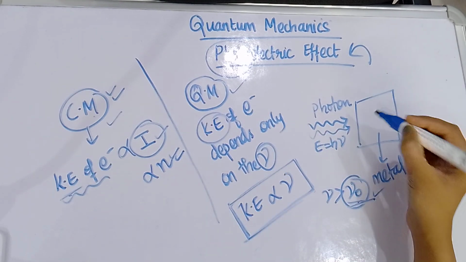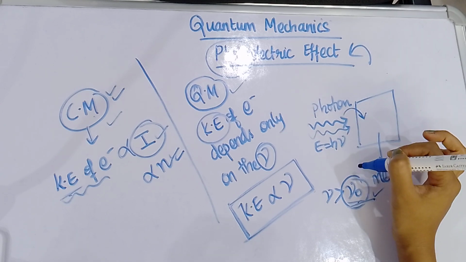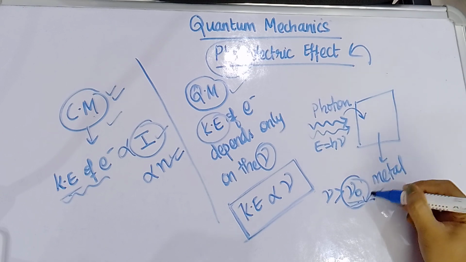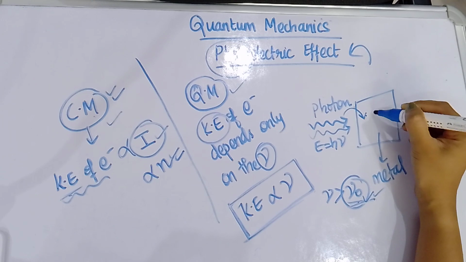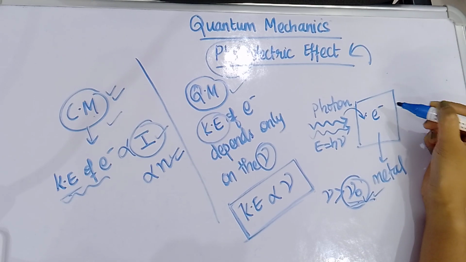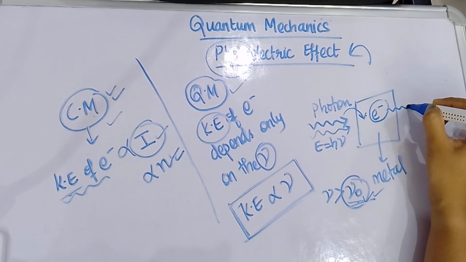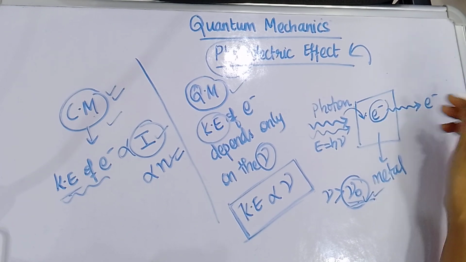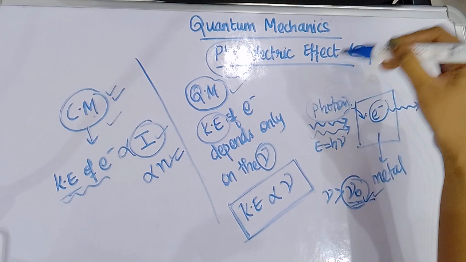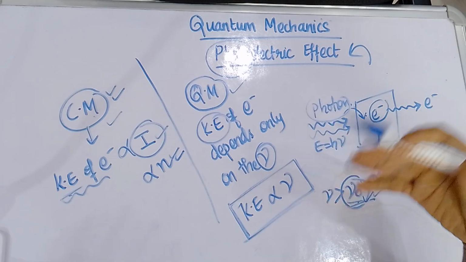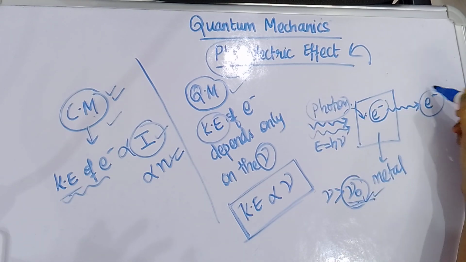So when this photon falls on it, when the frequency of the photon is greater than the threshold frequency, it will transfer its energy to the electron. Now this electron has the energy, and with this energy it will move out. The electron gets ejected. With which energy? The energy supplied by the photon to the electron, by which it helps in knocking the electron out of the shell of the metal surface. So this electron comes out.